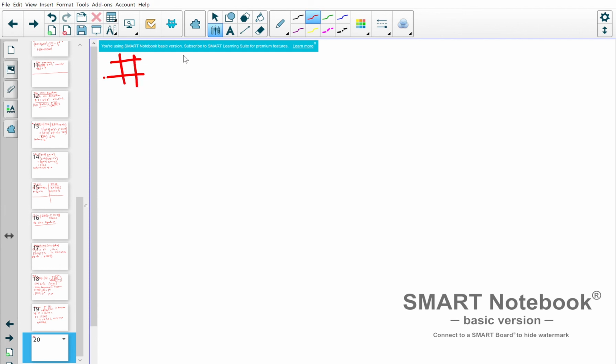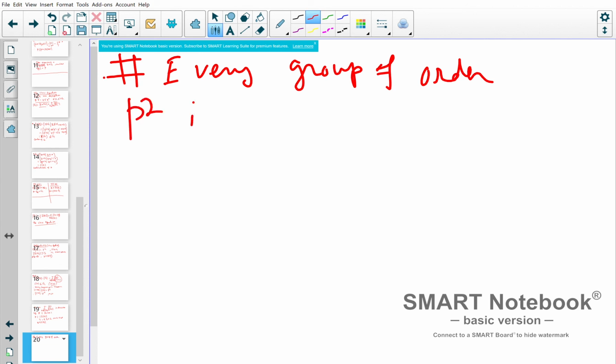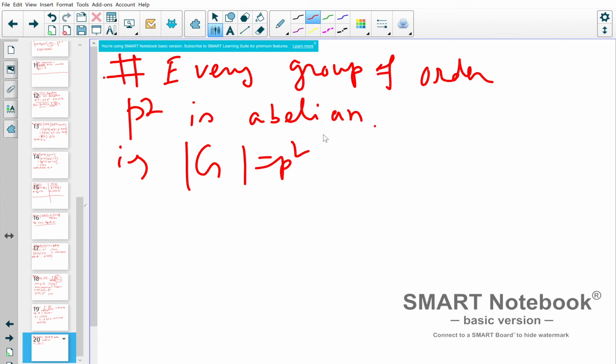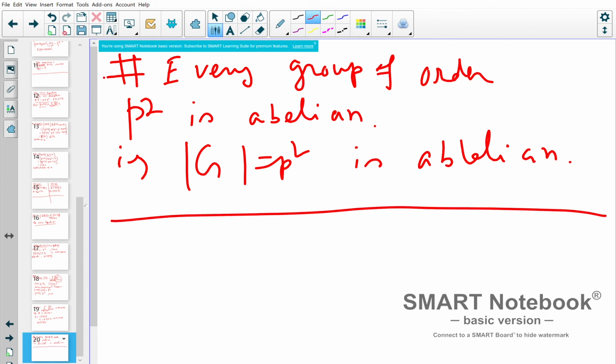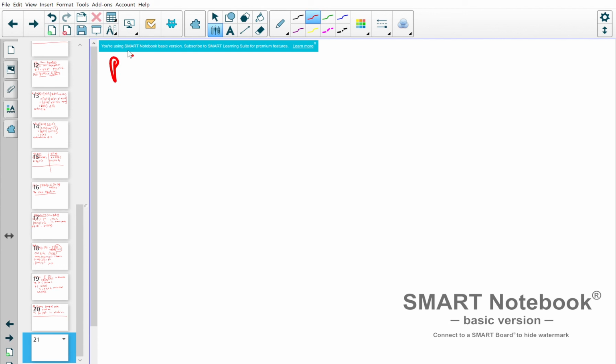So you can write down this: every group of order p square is abelian. Okay, so what does that mean? That means any group of order p square is abelian. Abelian group means the commutative group, right? Now I will use the previous results to prove this. The proof is simple, not very difficult.